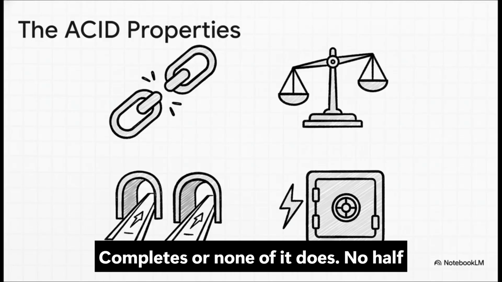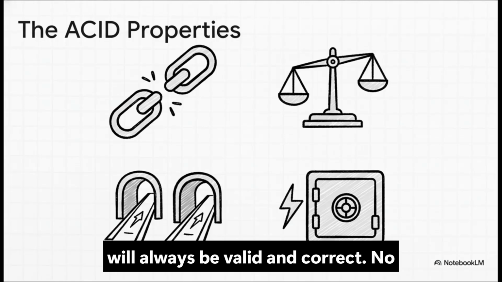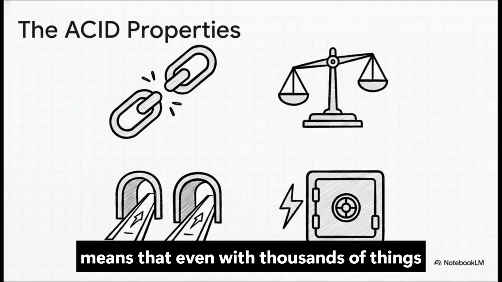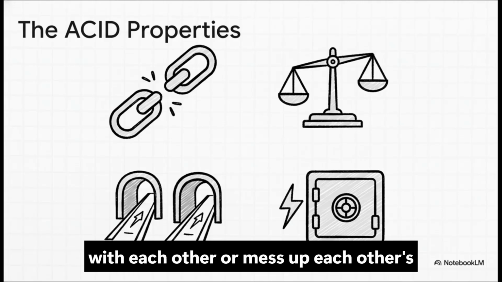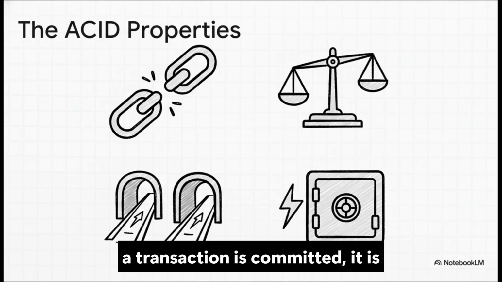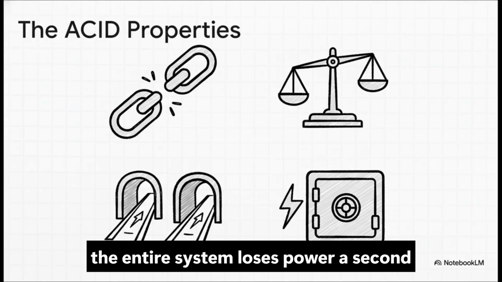No half measures. C is for consistency. The data will always be valid and correct. No corruption. I is for isolation. This means that even with thousands of things happening at once, they won't interfere with each other or mess up each other's data. And finally, D for durability. Once a transaction is committed, it is permanent. It's saved for good, even if the entire system loses power a second later.